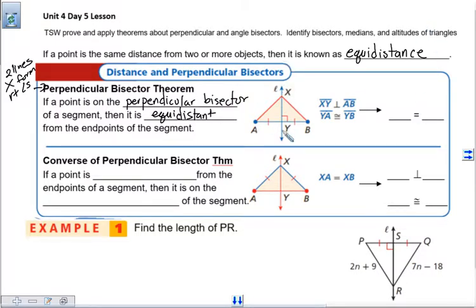So line XY is a perpendicular bisector of segment AB, so it's perpendicular to segment AB, and it is cutting it in half. When that happens, you know that this last side of this triangle, AX and BX, are equal to each other.